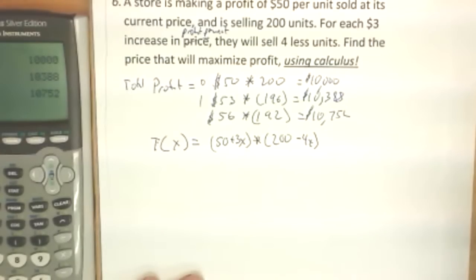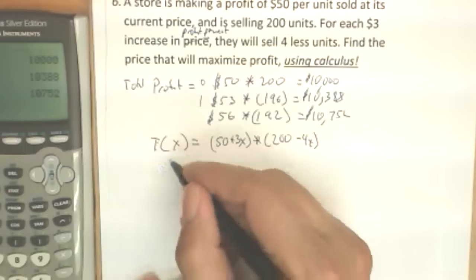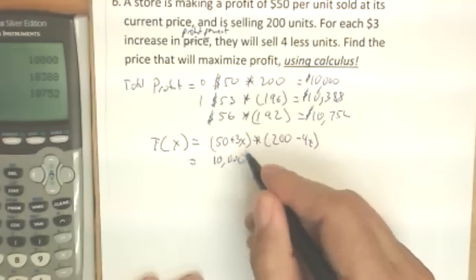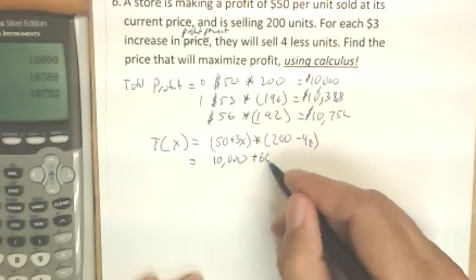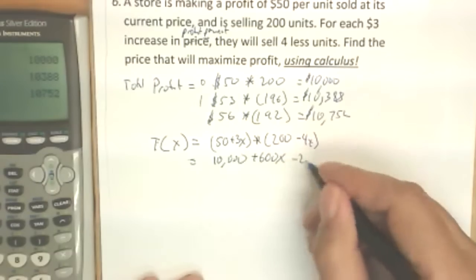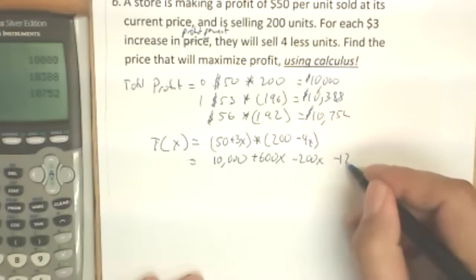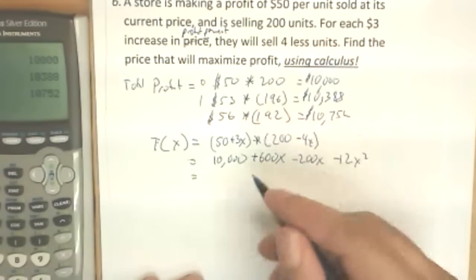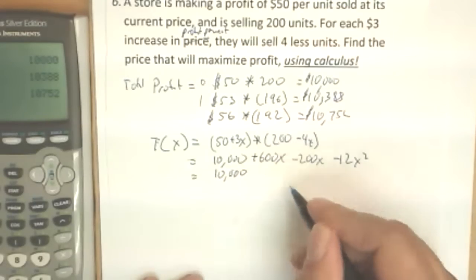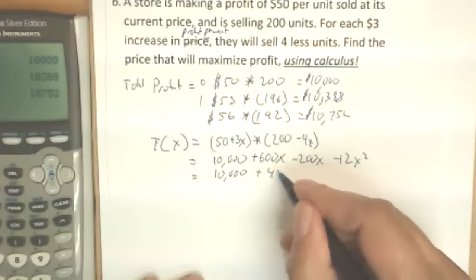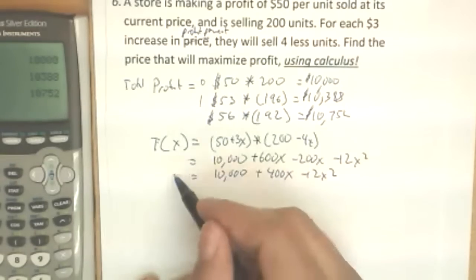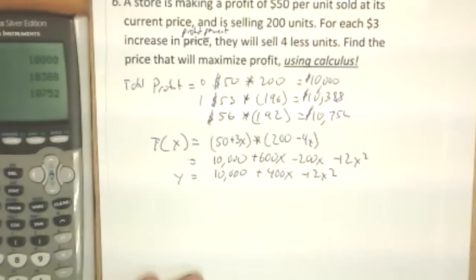You could take the derivative right here using the product rule, or maybe I'll reduce this just a tad. 50 times 200 is 10,000. I get plus 600x minus 200x minus 12x squared. Well, let's reduce it one step further: 10,000 plus 400x minus 12x squared. You could graph this. Let it be your y equals graph. You have a maximum finder in a calculator. Perfectly good thing to do to check your answer.